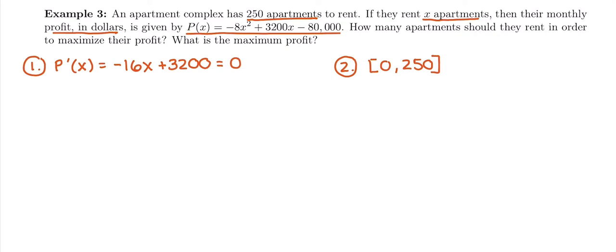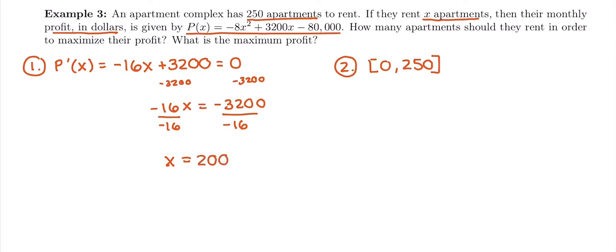This is nice because we get an mx plus b, so we don't have to factor it or anything. We just want to get x on one side by itself. So I'm going to start by subtracting that 3200 over. Try to get that x on the left. So we get negative 16 times x equals negative 3200. So x isn't quite by itself. It's multiplied by negative 16. So I'm going to divide to get rid of that multiplication. So x is negative 3200 divided by negative 16. Our critical number is 200. And remember, x is representing apartments.